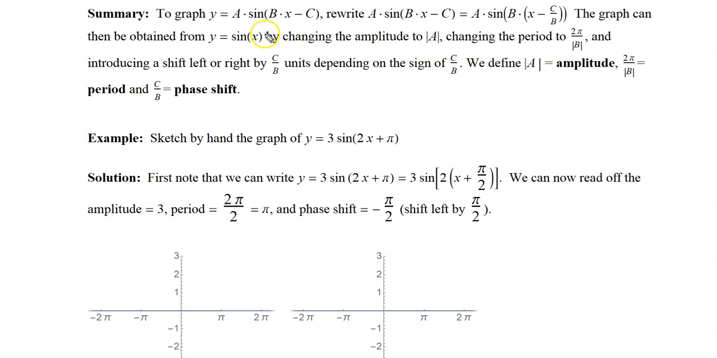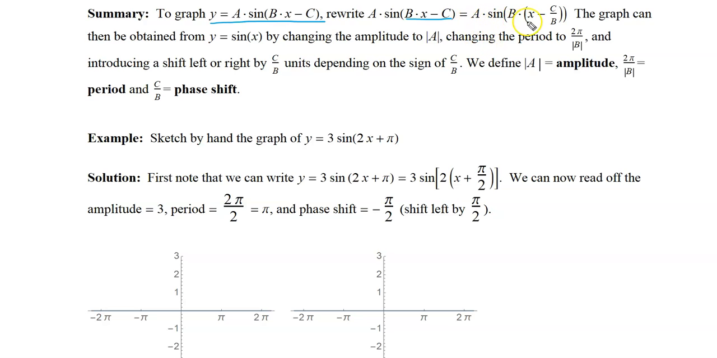So to summarize what we've just considered, if we have the graph of a function like y equals a sine bx minus c, in order to pick off the amplitude, period, and phase shift, we would rewrite it like this. We're going to take the inner part here, what's inside the parentheses, and factor out a b. And what we get is this: a times the sine of b times x minus c over b. And now we can pick off the amplitude, period, and phase shift like this.